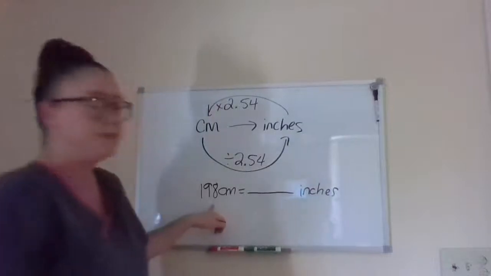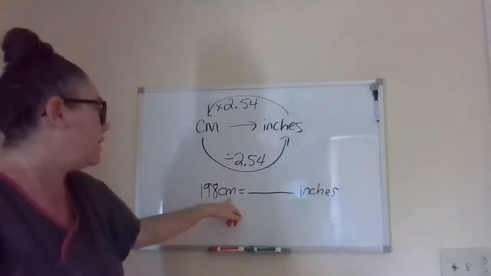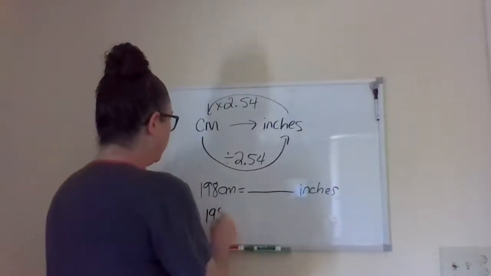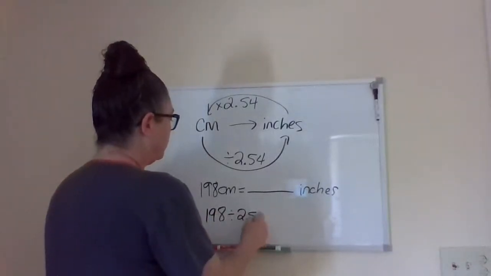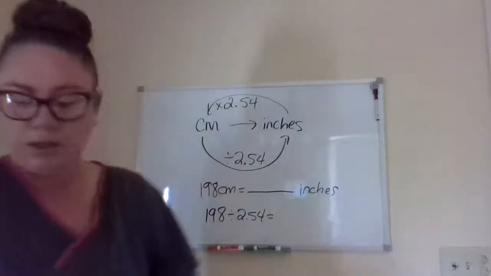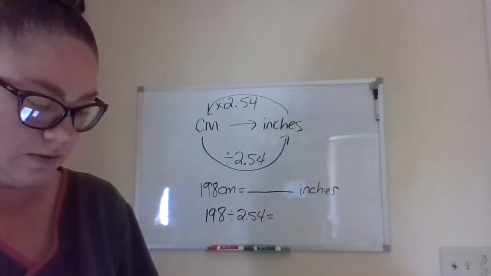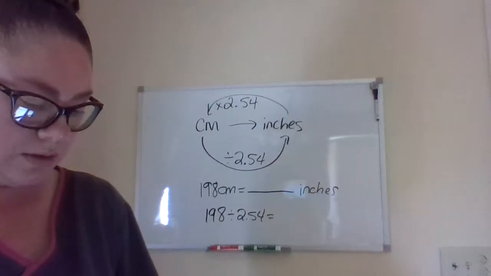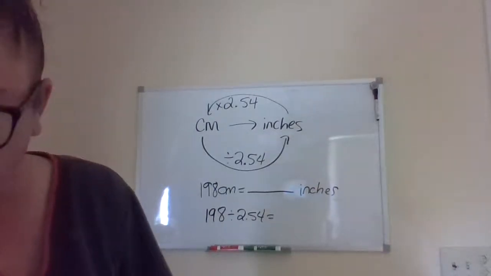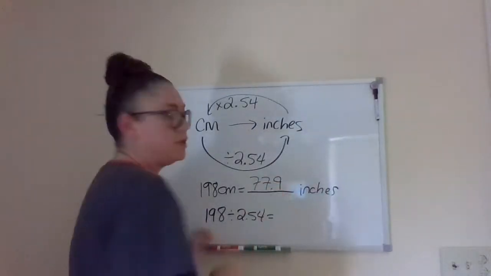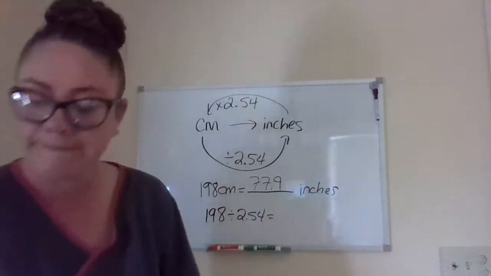So we're going to move from centimeters to inches. We have 198 centimeters, and we're going to convert to inches. We're going to take 198 divided by 2.54, and that is going to give us our amount in inches. And that is 77.9 inches.